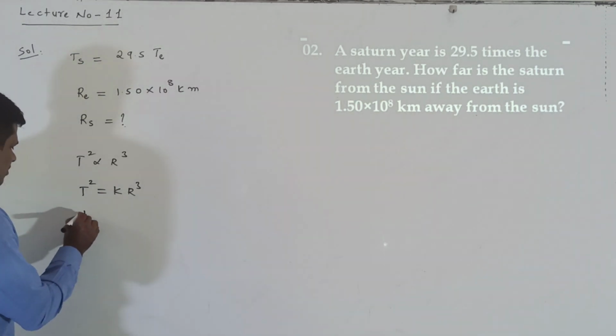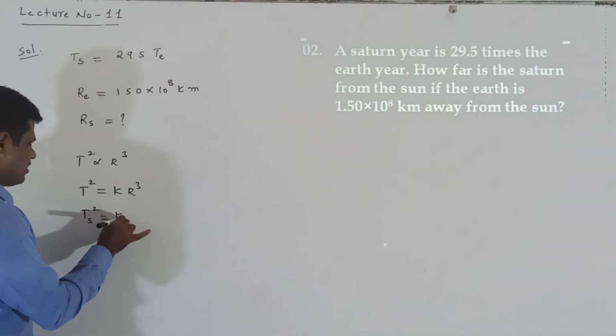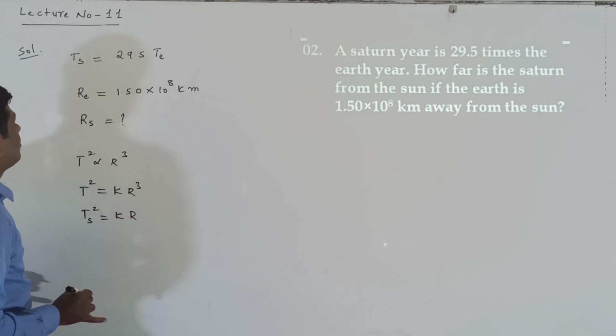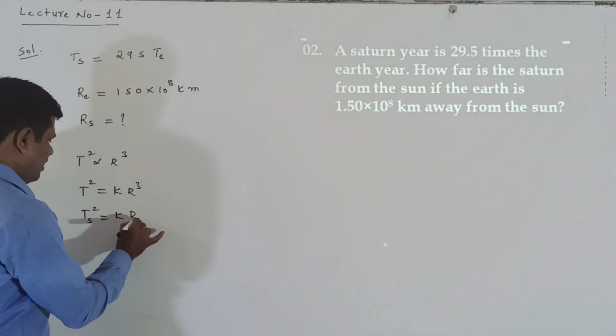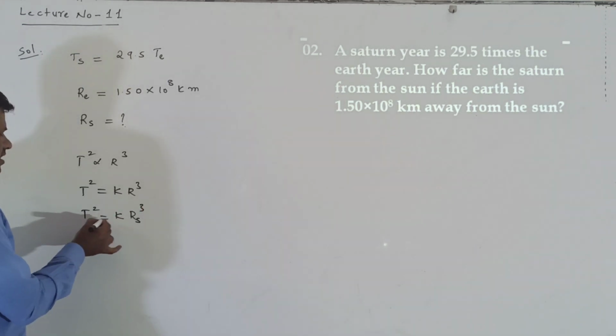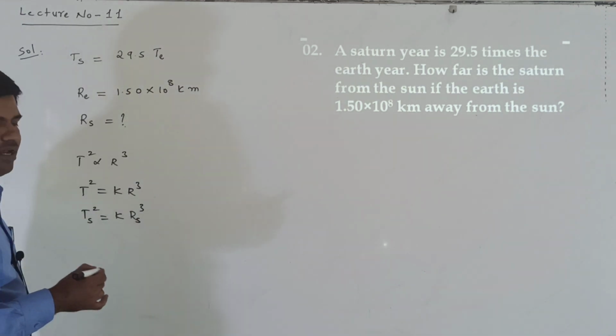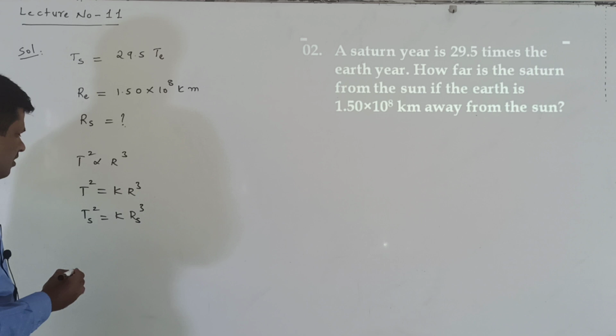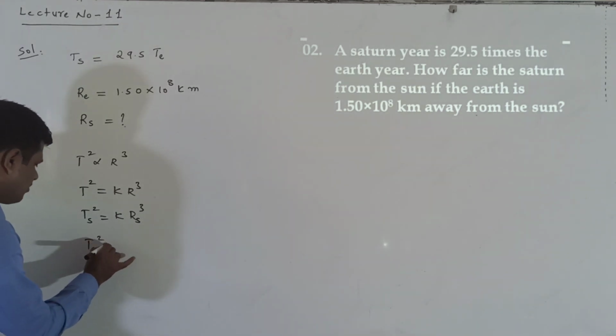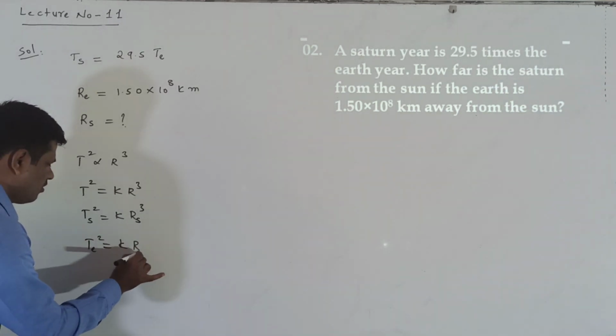Similarly, Ts square is equal to K into Rs cube. Here Ts is taken, so Rs is taken. T1 taken means R1 is also taken. Similarly, Te square is equal to K into Re cube.